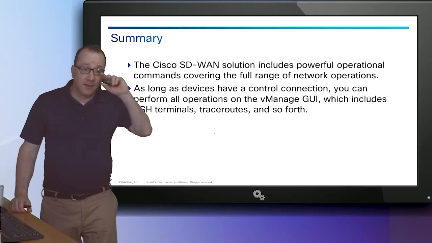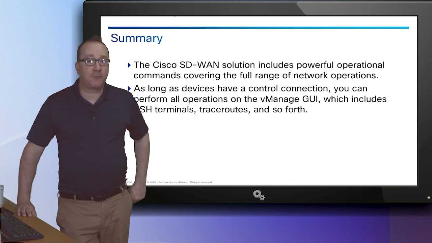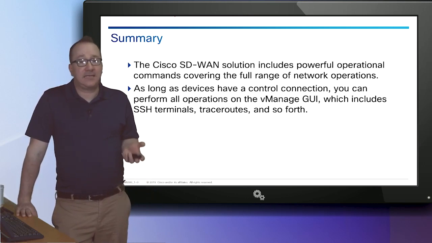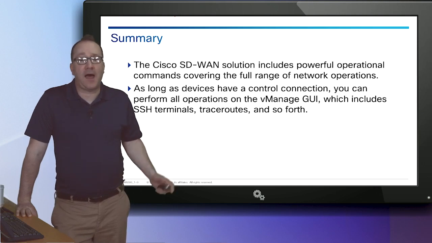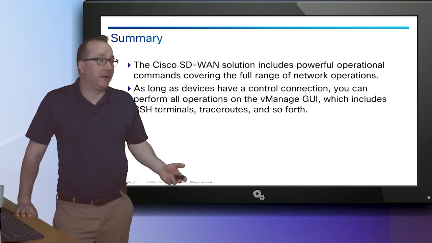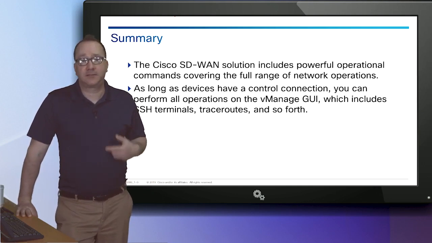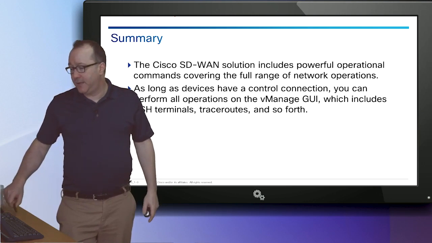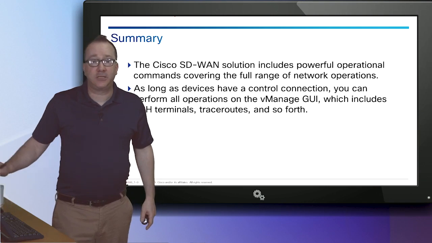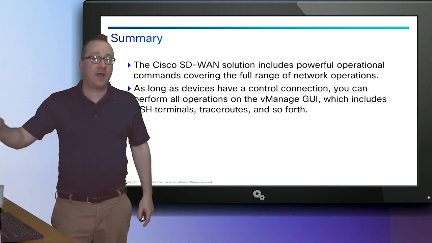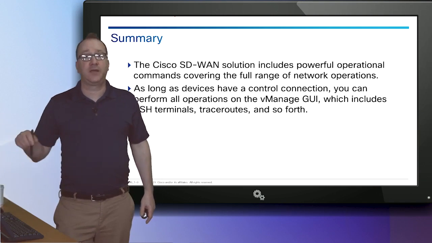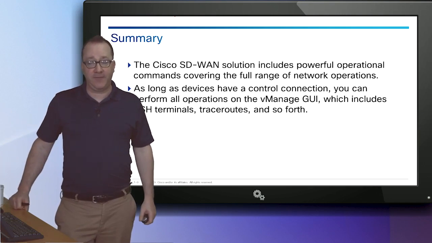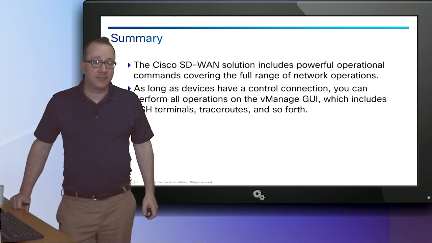So, in summary, the SD WAN solution includes powerful operational commands covering the full range of network operations. As long as devices have a control connection, you can perform all operations in the GUI, including opening up an SSH terminal, trace routes, so forth. For example, one of the cool things you could do with trace route, and we didn't show it here, it'll actually show you which vEdge device the traffic is going through. So if you're routing traffic through a drop-in service, the trace route's the best way to determine whether or not that traffic is actually going through that service.